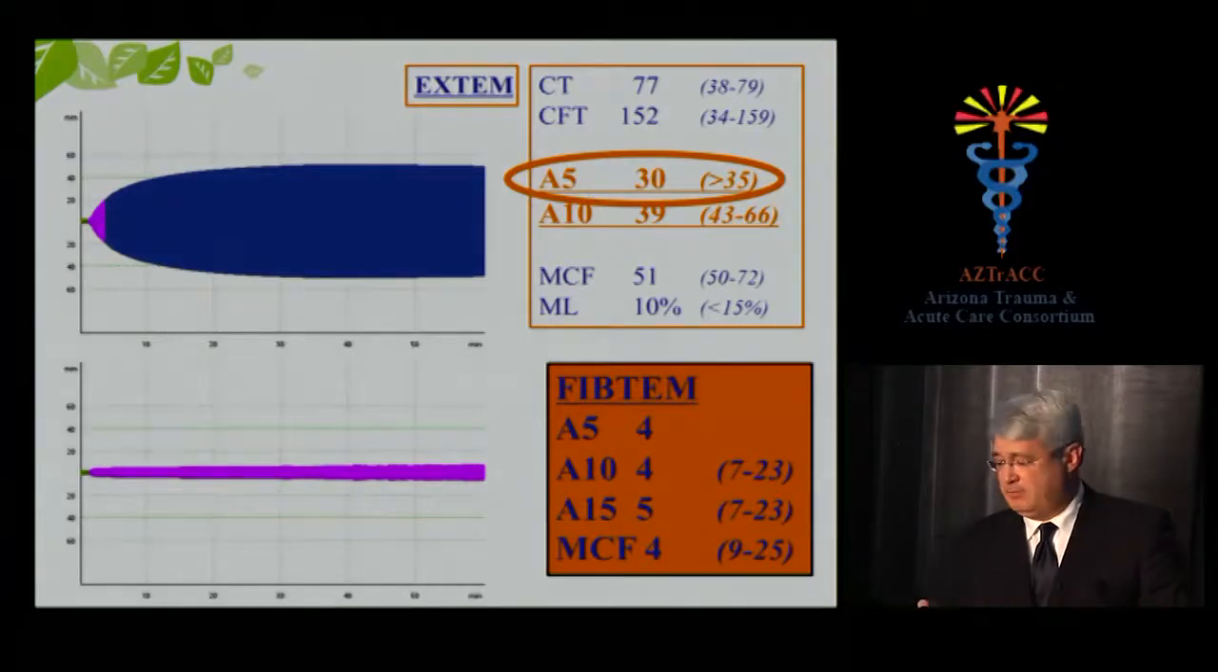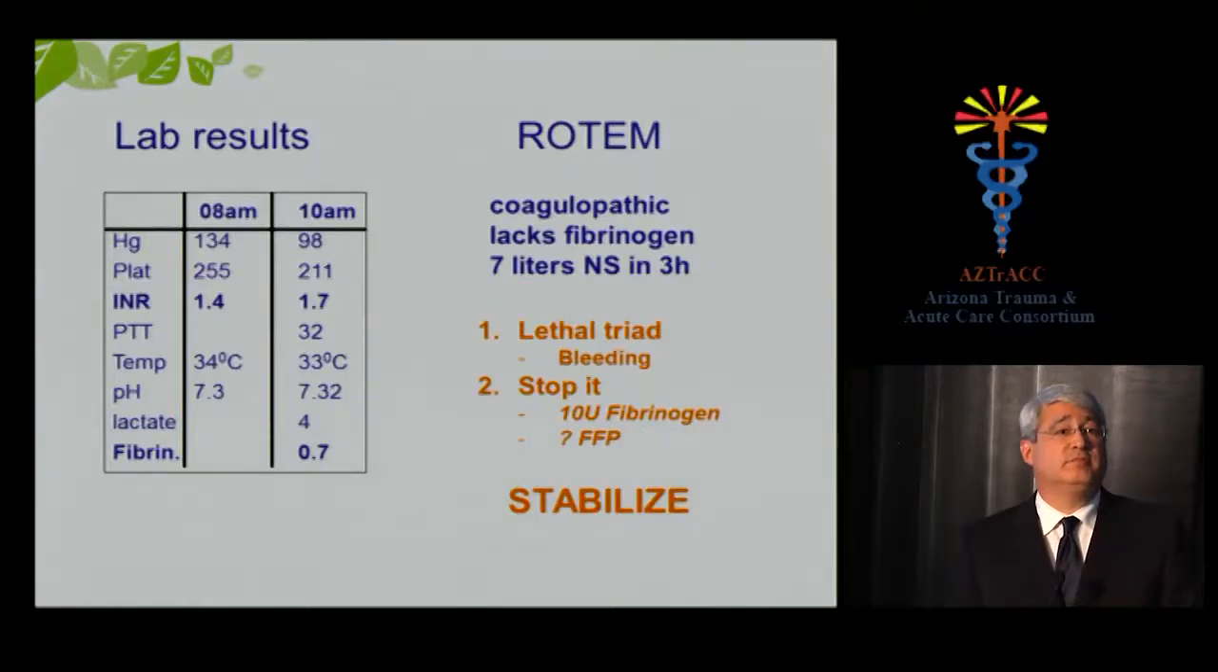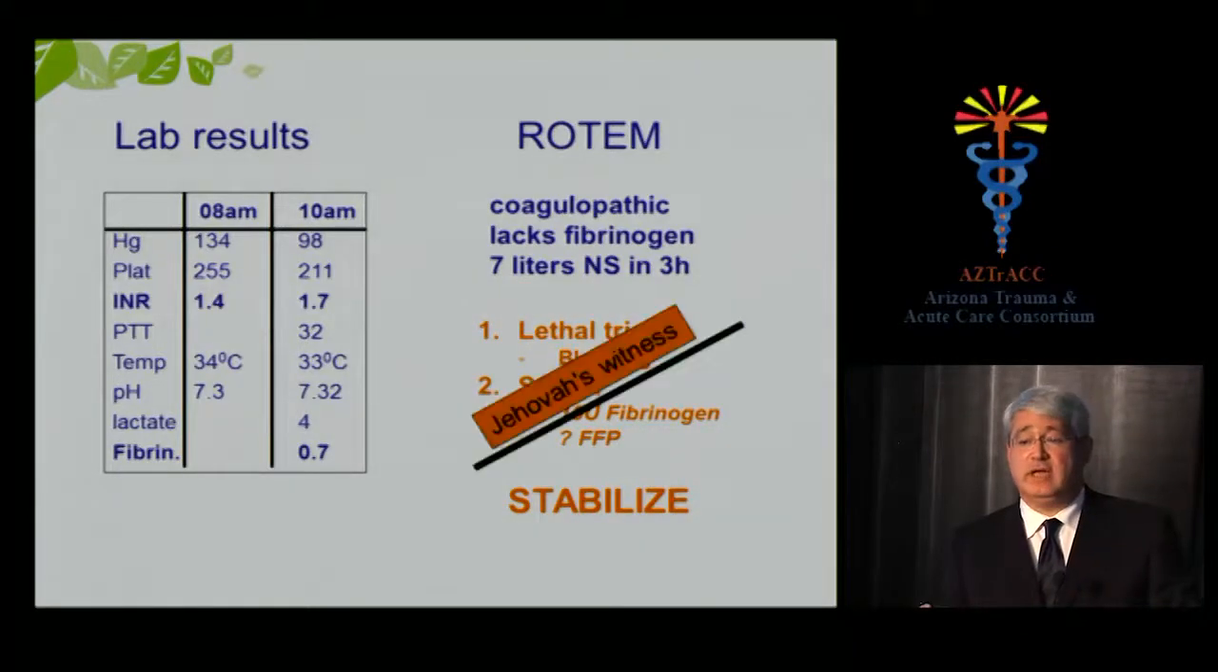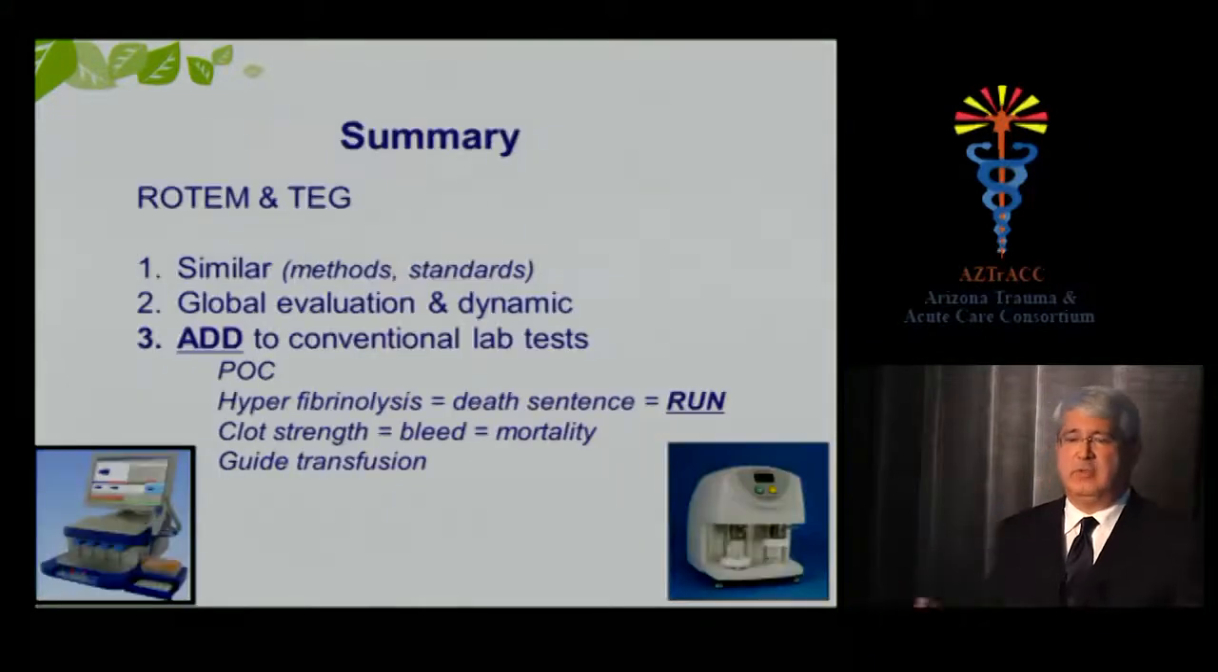We knew this patient's platelets were okay. Actually, this patient was a Jehovah's Witness and was refusing blood products. But then this patient agreed to have fibrinogen concentrate. We gave this patient fibrinogen concentrate, and it corrected the coagulopathy. So this is the type of work that we would never be able to do if we had used INR, PTT, and some other common tests.